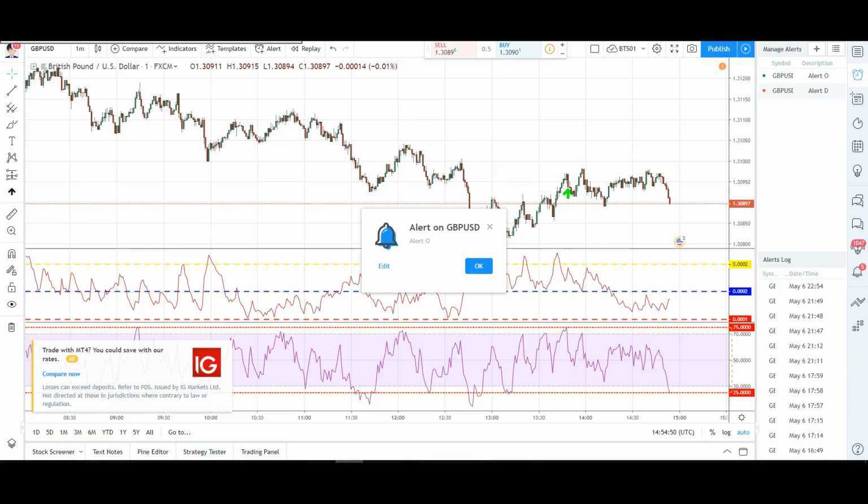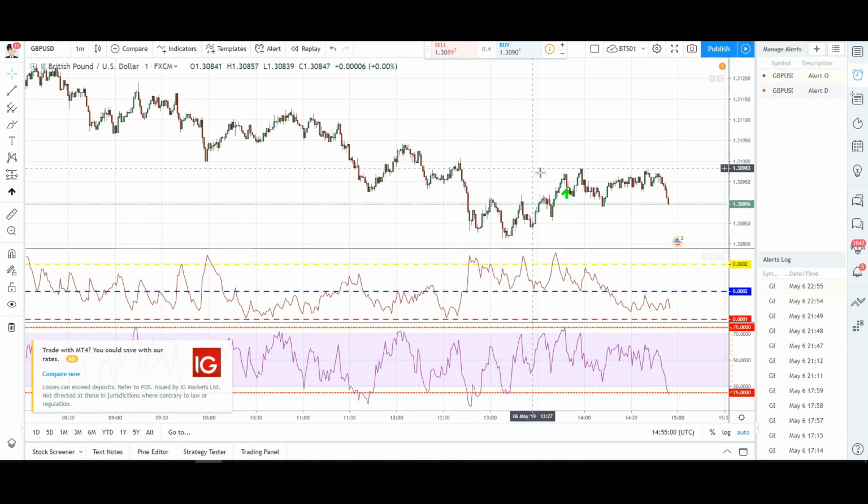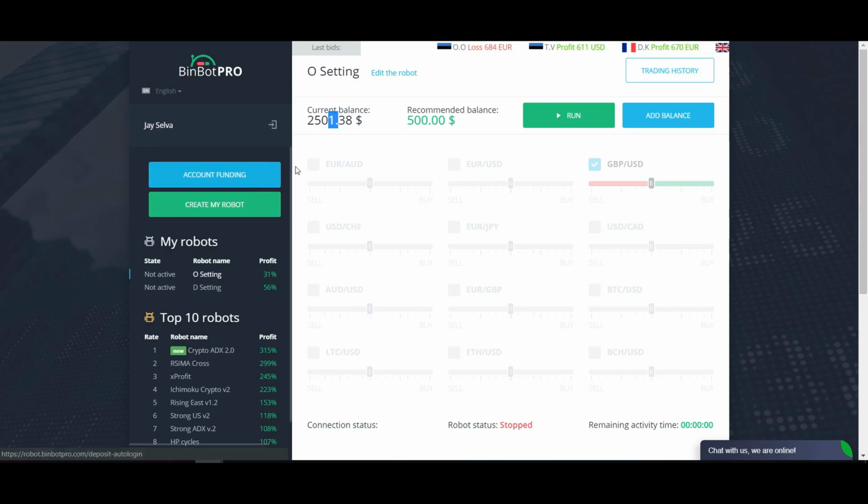Alright guys, so we have an alert right now, and we have about seconds before the candle close, and right now the RSI is touching the 25 line. So let's see after it closes. Alright, so it actually crossed outside the channel a little bit, so I'm gonna turn on the robot right now. Let's turn on the settings O.